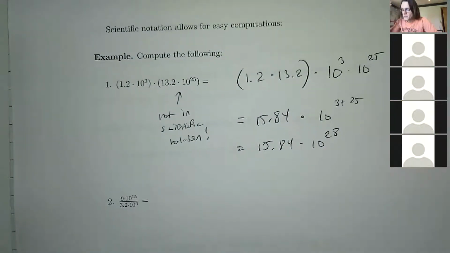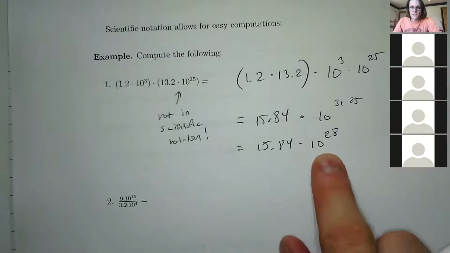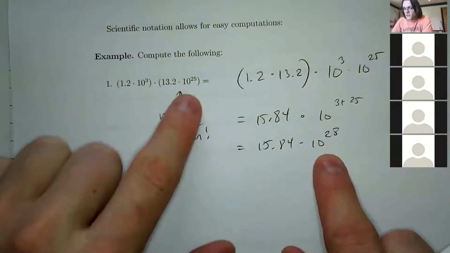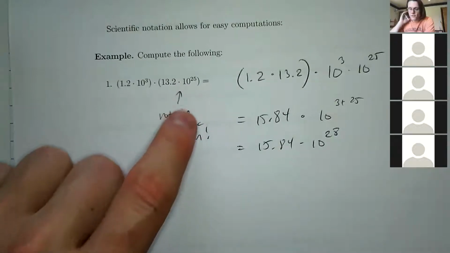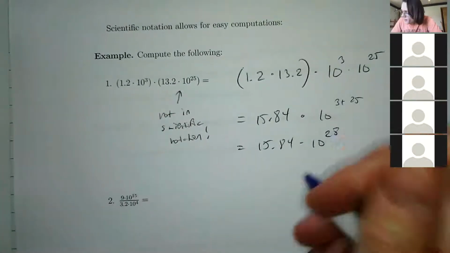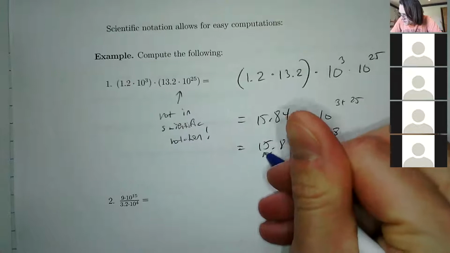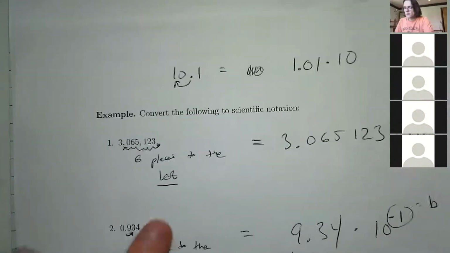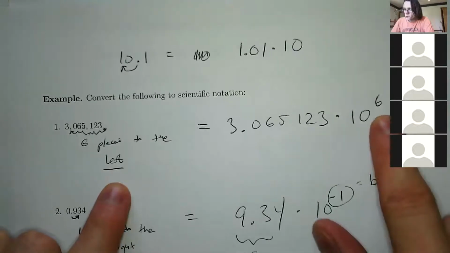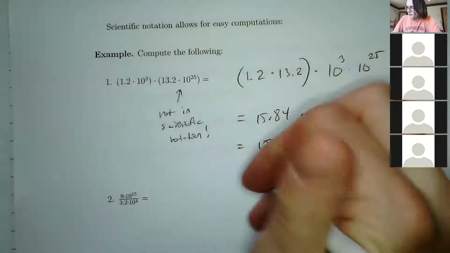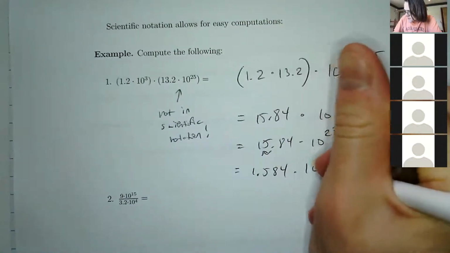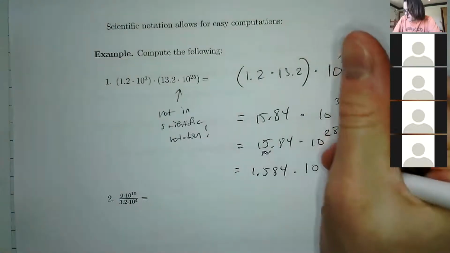So it's kind of neat, because I would know that it was 10 to the 28 even without a calculator, because it's 10 to the 3 and 10 to the 25. Now, if I wanted to get my answer in scientific notation, all I would have to do is move this to the left one. And going back to my previous sheet, when I move it to the left, it corresponds to a positive power. So I would have 1.584 times 10 to the 29 now.